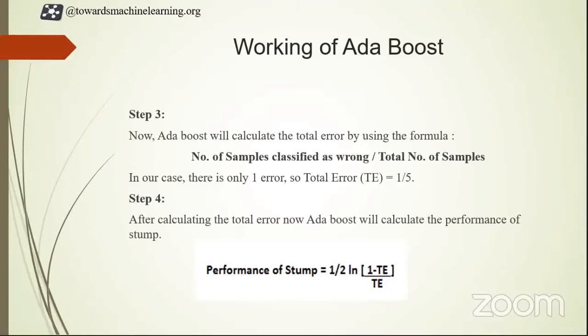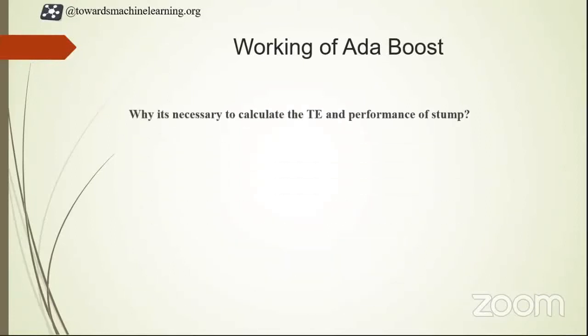Now you will be thinking about why we are calculating this total error and the performance of the stump. If anyone has any idea why we are doing this, they can reply in the chat box. The basic idea I have already given you in the introduction of AdaBoost. If anyone has any idea, they can reply in the chat box.